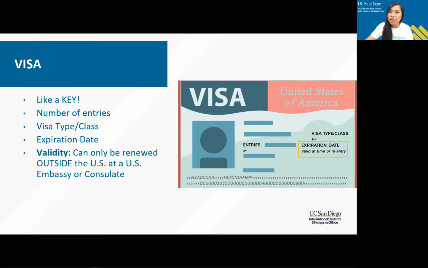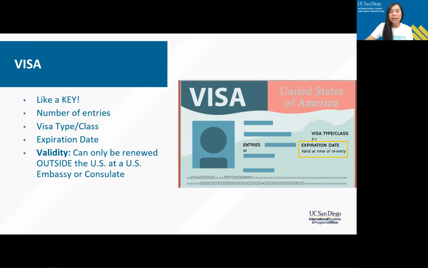Now, this page is located inside of your student's passport. The visa is like a key, and like a key, you must have it valid in order to enter the US. However, once you're inside of the US, if the key or the visa expires, that's okay. As long as the student is following the rules of their F1 or J1 status, they can remain in the US even with an expired visa.